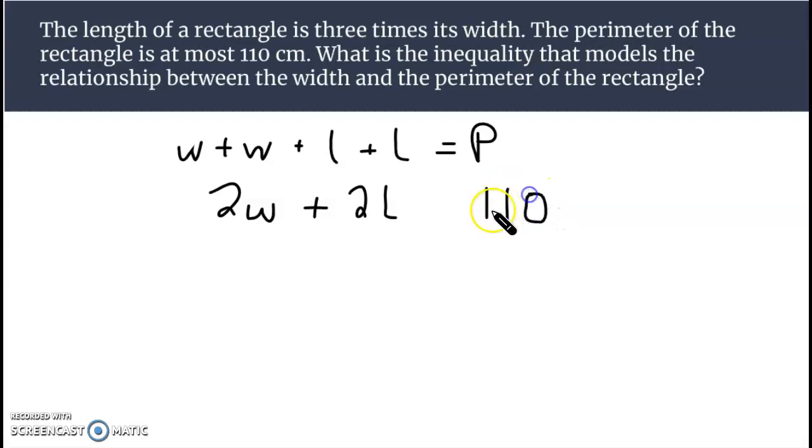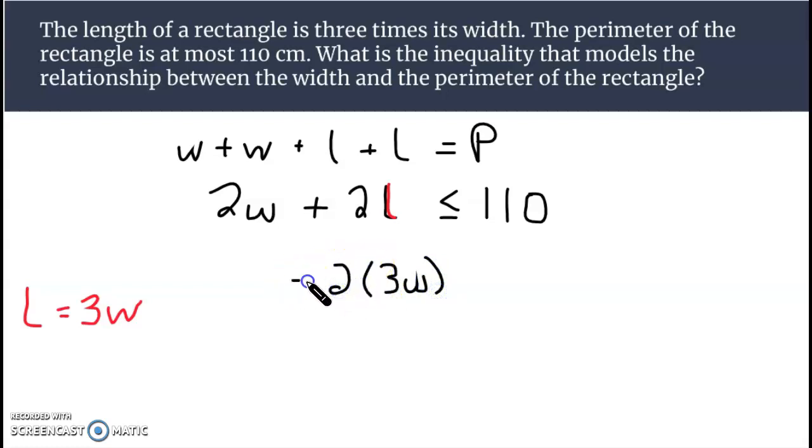The inequality that goes with the phrase at most is less than or equal to. I know that's a little bit counterintuitive. But they say in the first sentence that the length is equal to 3 times the width. So whenever we see L in the inequality, we're going to substitute in the quantity 3w. Just like that, we're still multiplying it by 2. We still have the other 2w.